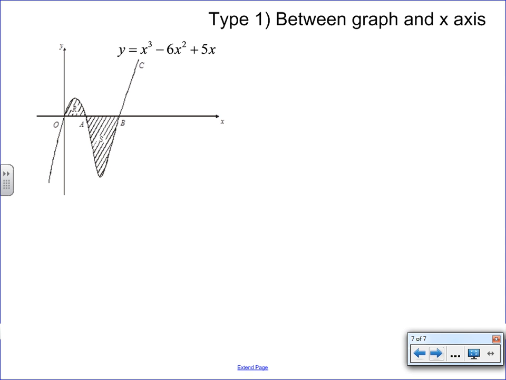Do you want to try this one? I can try this one. Right, so we don't know where A or B is yet, but we know that they're the points where the function crosses the x-axis, which is when y is 0. So I can pop that in.